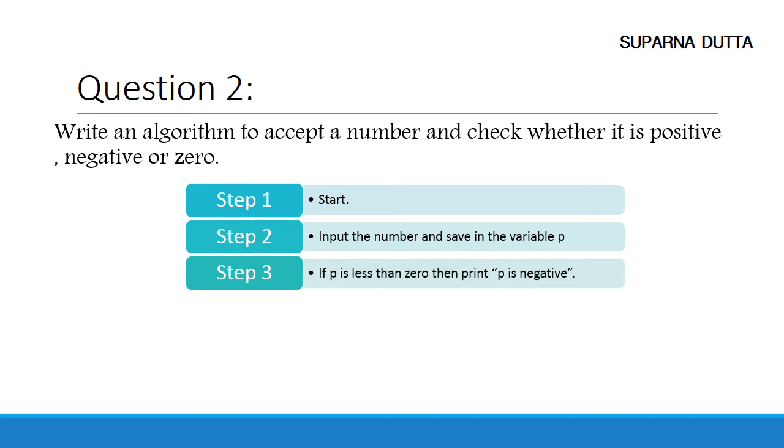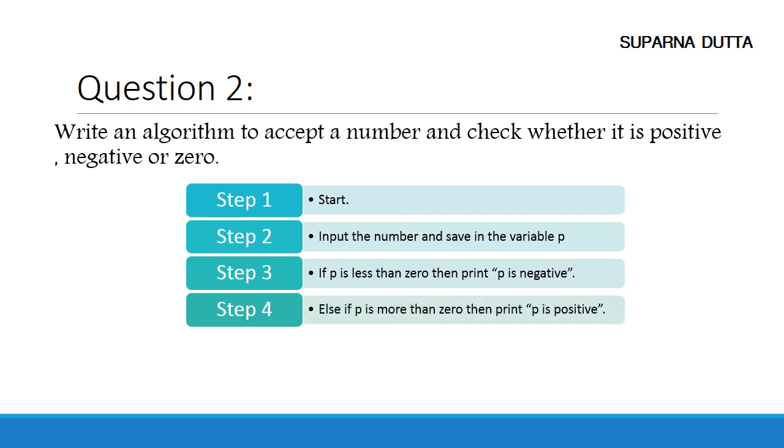So first I check if p is less than 0, then print p is negative. Now if this is true, then the output will be written as p is negative and the algorithm stops and goes to end. But if this is not true, else if p is more than 0, then print p is positive. Now if it is not negative, then only this statement, step 4, will be executed. Now if this is true, then it will print p is positive and it will go to end.